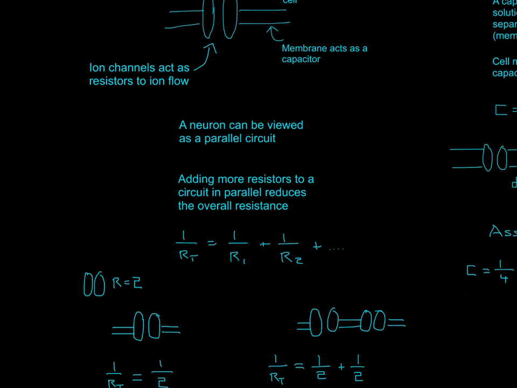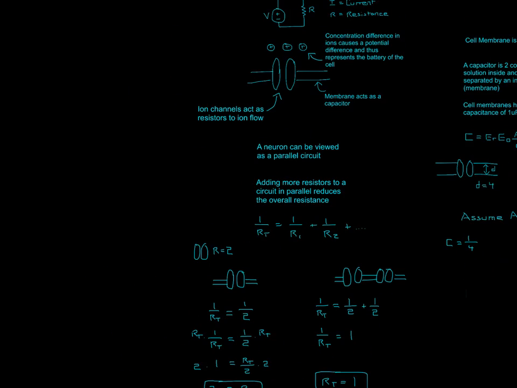And so adding more resistors, right, adding more ion channels will reduce overall resistance. This is an important concept to understand, because it'll likely be on a test, for example. They'll ask, if you added more sodium channels, what happens to the overall resistance? So let's talk about the physics part of this.